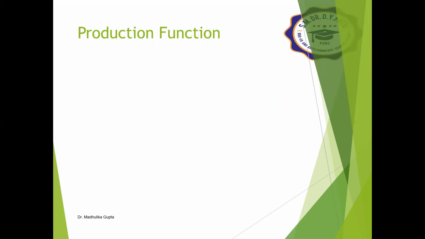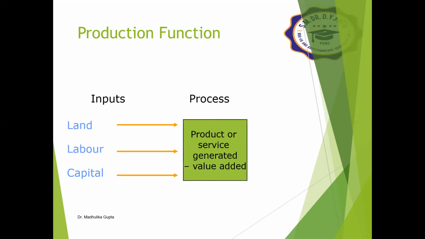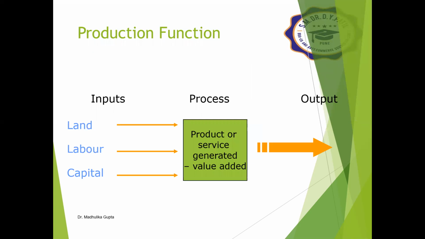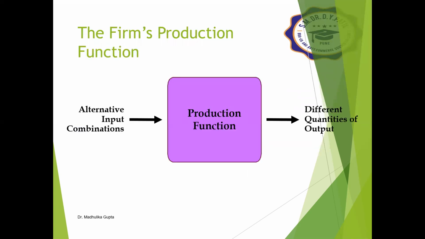So let's understand it in the form of a diagram. Inputs are land, labor, capital. They are put in the process and converted into products or services, and then we get the output. Understand? So the alternative inputs are combined in the production function. The production process goes on, and then we get an output. This is a simple production function.